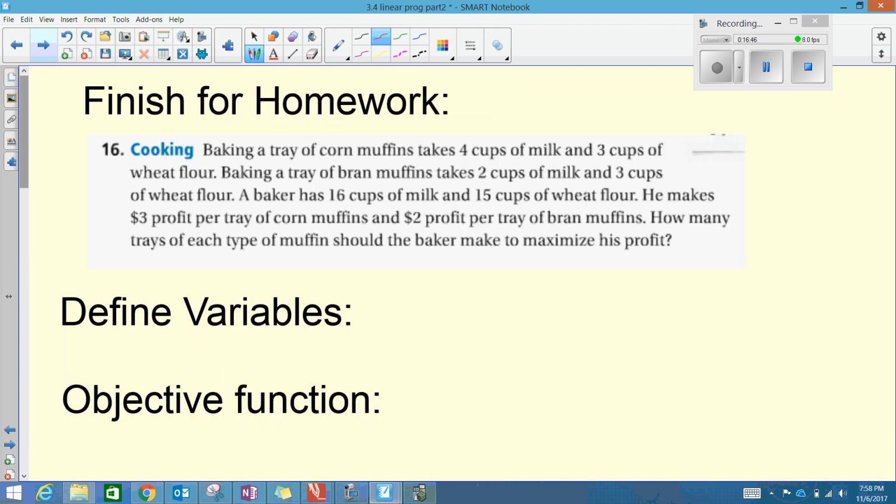So here you're baking a tray of corn muffins with milk and flour, and you're baking a tray of bran muffins with milk and flour. You have 16 cups milk, 15 cups flour, and you're trying to make a profit. So here's what I'm going to set up for you guys. I want you to read. I'm not going to read it all to you because I want you to do it. Your variables are going to be, X is going to be corn muffins, Y can be bran muffins.